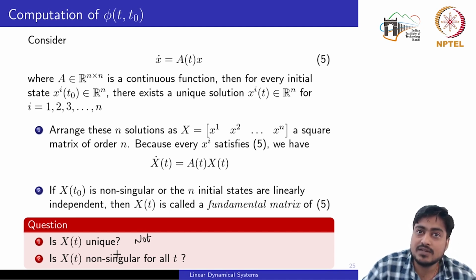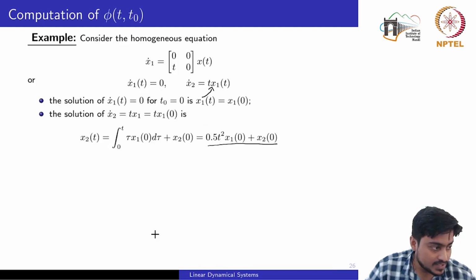For different initial conditions we would have different solutions, and if the initial conditions are linearly independent, then x of t, being the fundamental matrix, would not be unique, right? About the singularity, we will see this result in the next result.